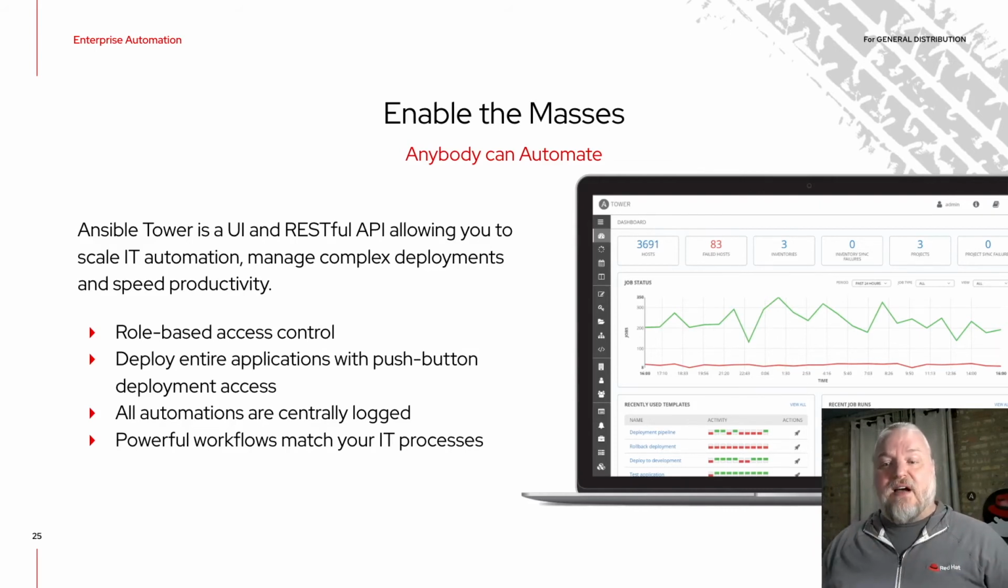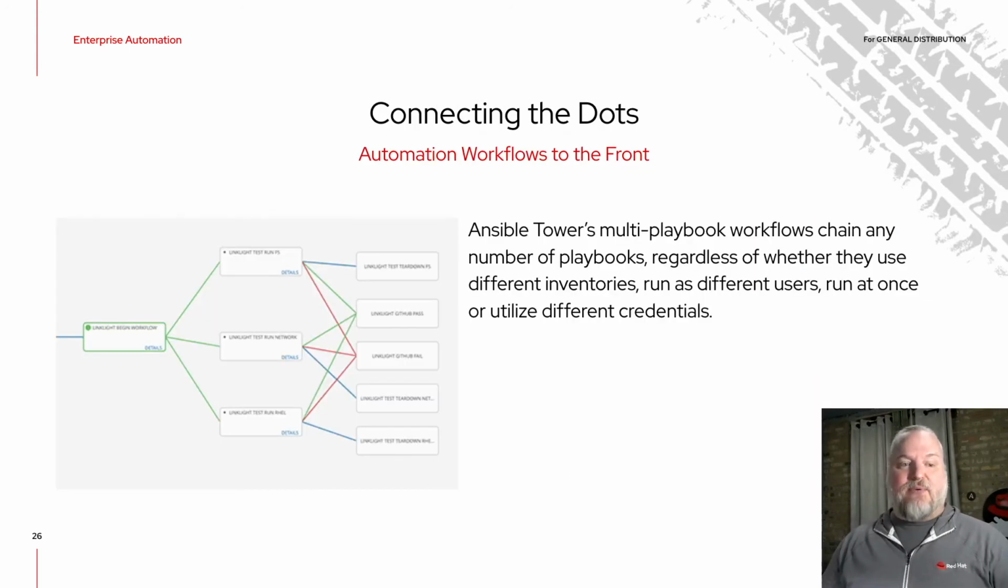Everything's centrally logged, and it gives us workflows. Workflows that can match the IT processes. This is what workflows look like in Ansible Tower. You move seamlessly from one step of automation to the next. You even have failure steps where if something goes wrong, you can remediate things automatically. This multi-playbook workflow enables you to chain all sorts of processes together and really streamline the processes that your organization is going through.